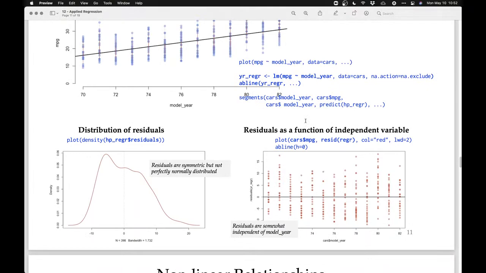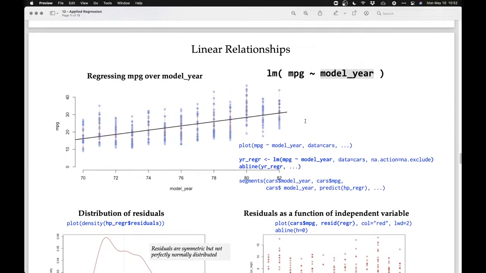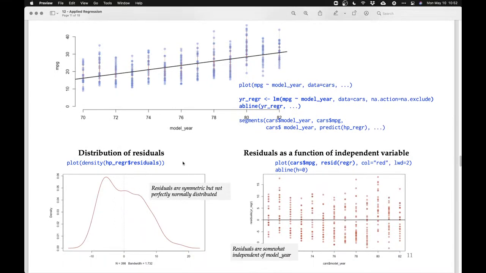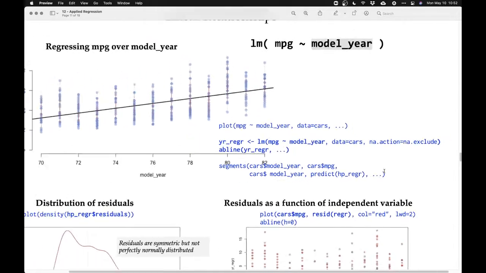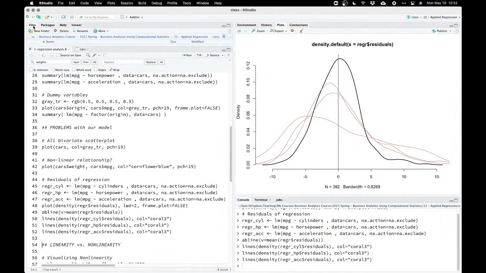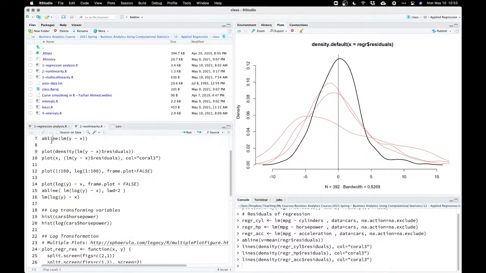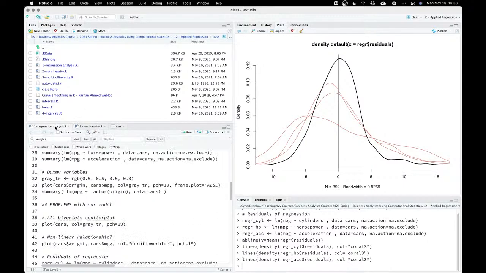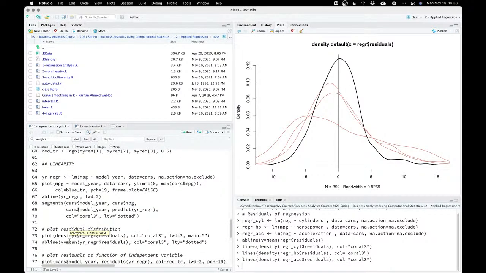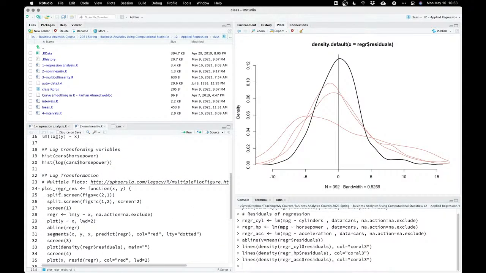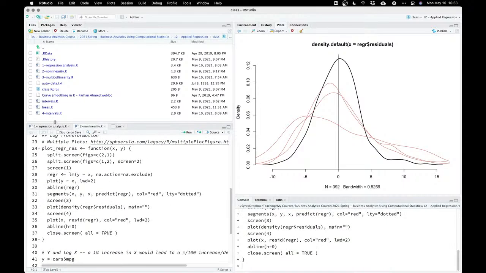If I ran this regression through, actually, I think there's something wrong in the slides here. This should not be horsepower. This should be model year, I think. So what we'll generally find, and let me actually run it. Do I have it here? Let me go find the nonlinearity section and try to run this. No regression analysis. Where are you? What am I looking for? Okay, no, that's not what I'm looking for.